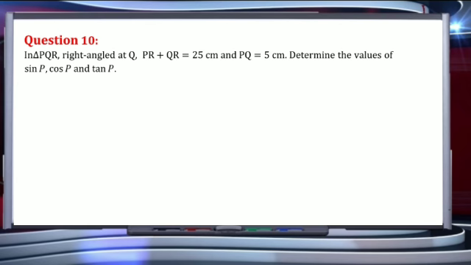Next, question number 10 is, in triangle PQR, which is right angled at Q, PR plus QR is equal to 25 and PQ is equal to 5 centimeter. Then determine the value of sin P, cos P and tan P. So students, here we are given the sum of the other two sides and one of the sides, QP. So first we are going to draw the figure for the same.